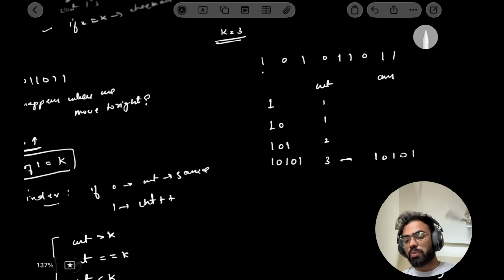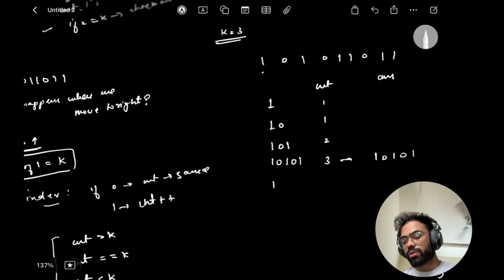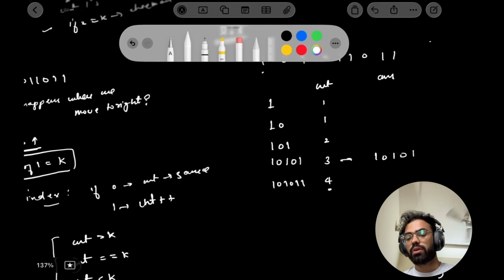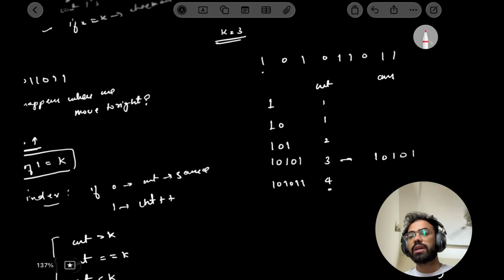Now, when I move ahead, you see my count becomes 4. See, count becomes 4. And if count becomes 4, that means now it is an invalid situation, right? Invalid scenario. We need count only equal to k. That means now what are we going to do? Now we are going to shrink it, right?